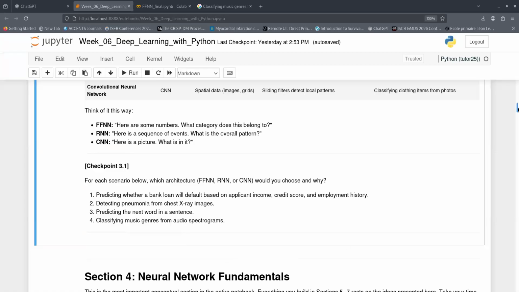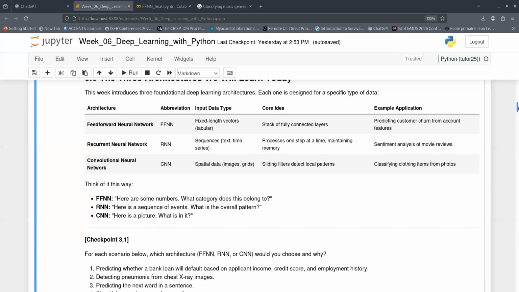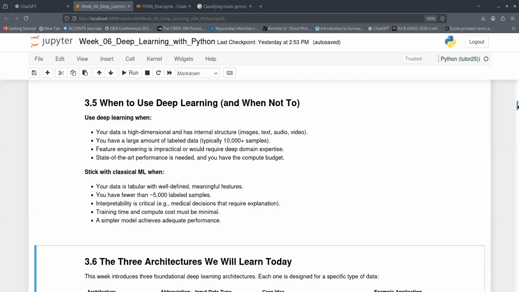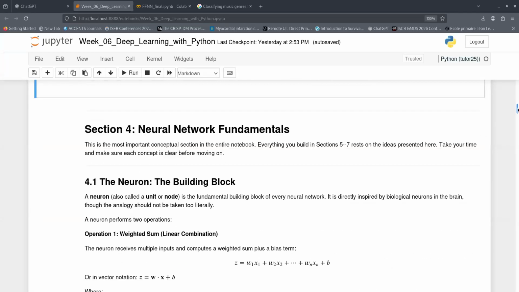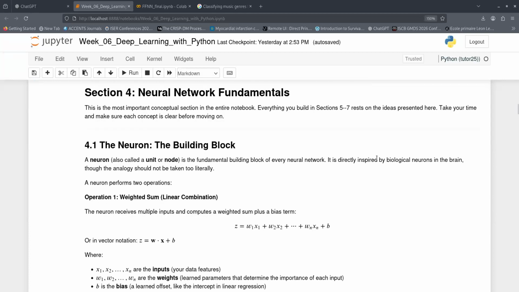So now let us go to the main menu, as I can call it. Where is it? Neural network fundamentals. This is the most important conceptual section in this entire notebook. Everything that we are going to build in sections 5 to 7 is presented here. So we have to take our time and make sure each concept is clear before moving on.